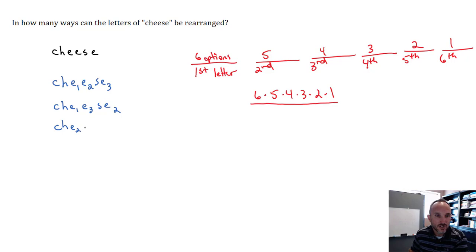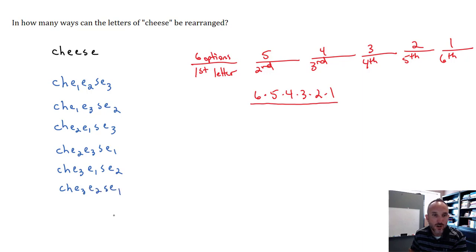We could put the E2 in front and then have E1 and then E3. That still spells cheese. We could do E2, E3, and then E1. We could do E3, E1, and then E2. And last we could do E3, E2, and then E1.